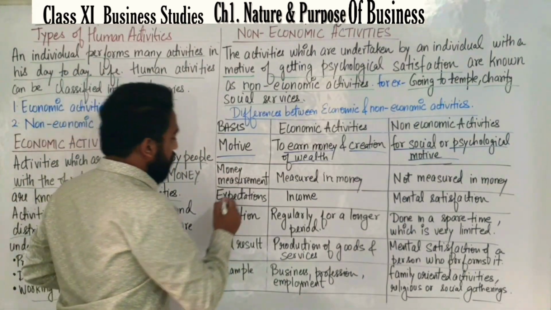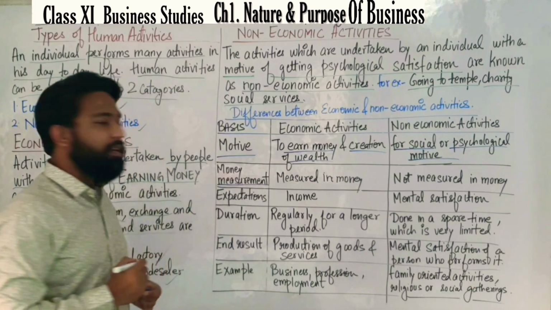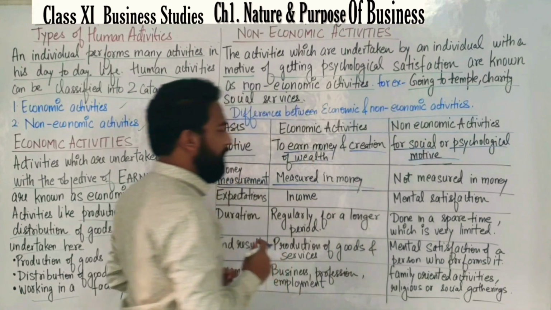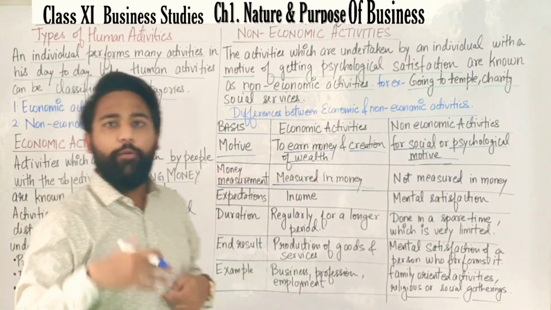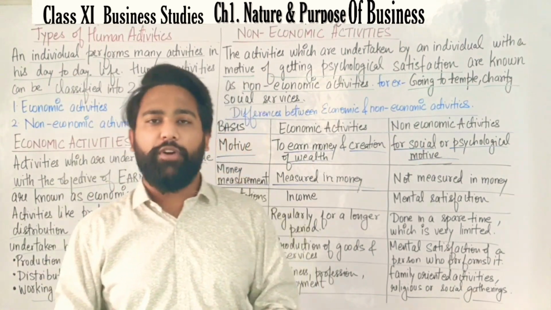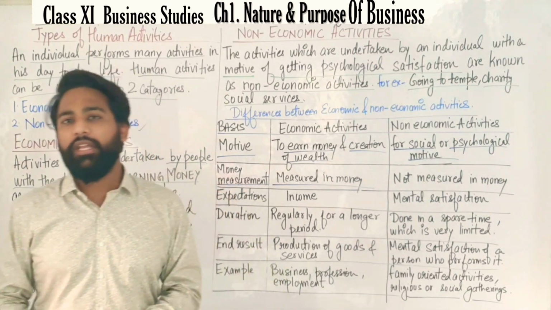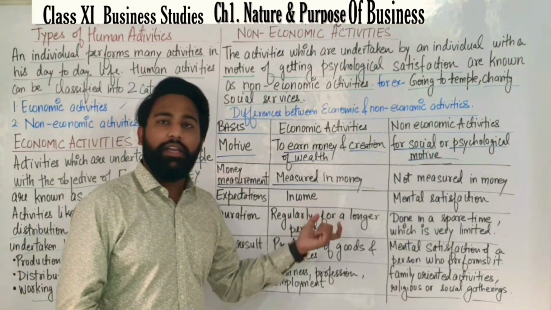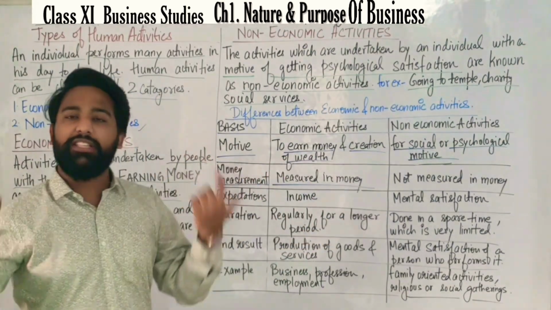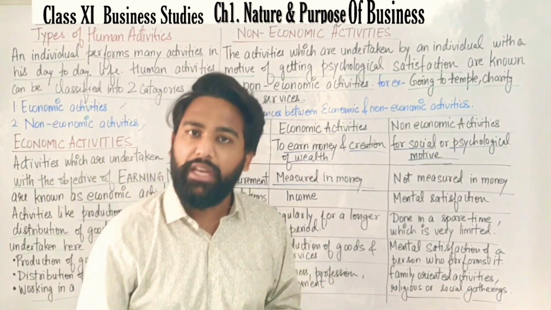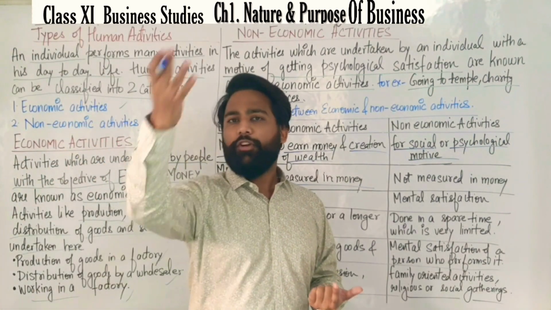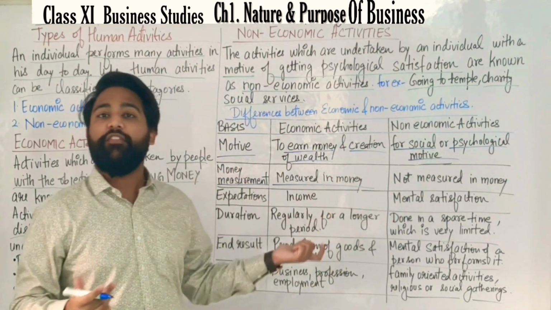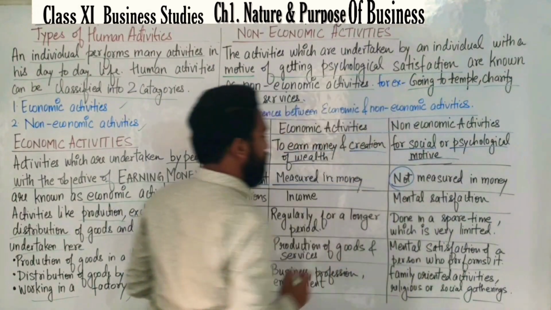Now, can it be measured in money? Economic activities are measured in money. They can be measured in money. We ask, for how much salary are you working? For how much money? For how much profit are you running a company? So they can be measured in money. But what about our psychological satisfaction? Can it be measured in terms of money? If you went to the temple, how much money do you get? No, it cannot be measured in terms of money.